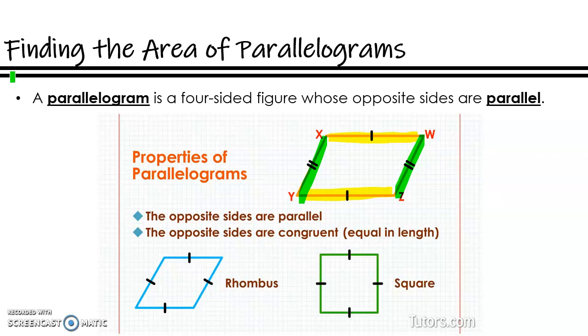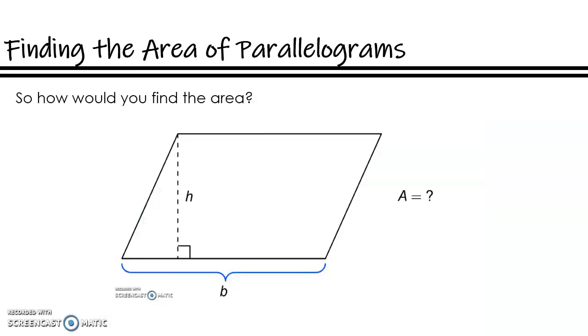Those are opposite. So this is like a standard parallelogram that you will see, but you can also see that a rhombus is a parallelogram, a square is a parallelogram, and a rectangle is a parallelogram. So also they're parallel, and then they're also equal in length. So one of the opposite sides can't be longer than the other.